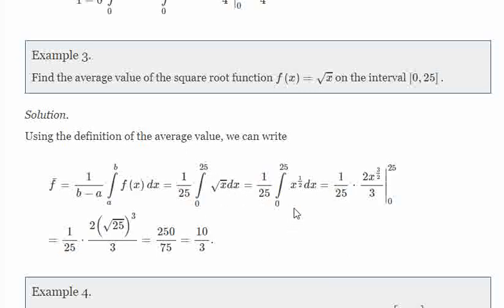We know under root x is x to the power 1 by 2. So the integral of x to the power 1 by 2 is x to the power 1 by 2 plus 1, divided by 1 by 2 plus 1. 1 by 2 plus 1 is 3 by 2, which is in the denominator. So 2 will come in the numerator. So after putting the limit 0 to 25, we will get 250 by 75, which is equal to 10 by 3.